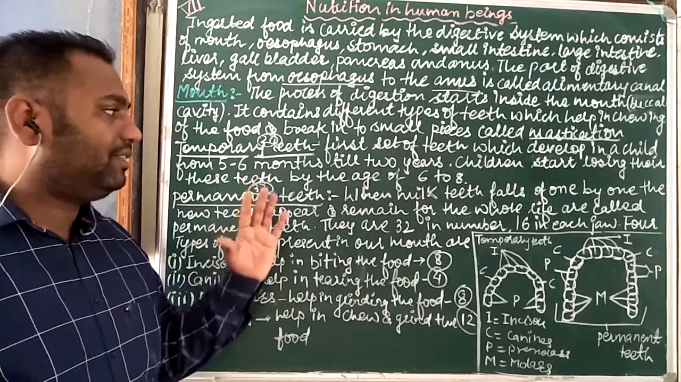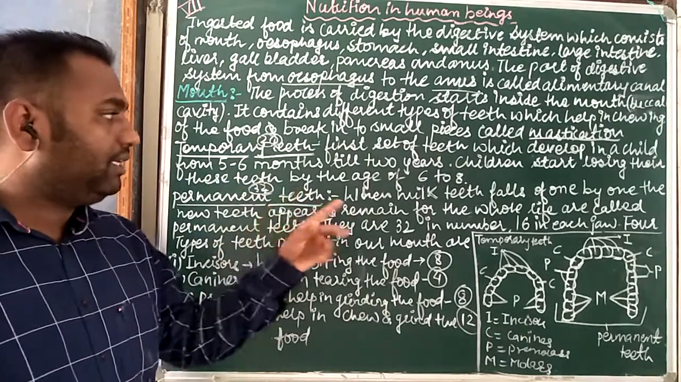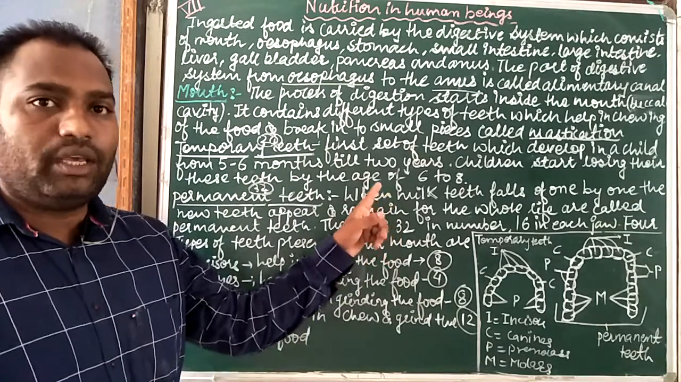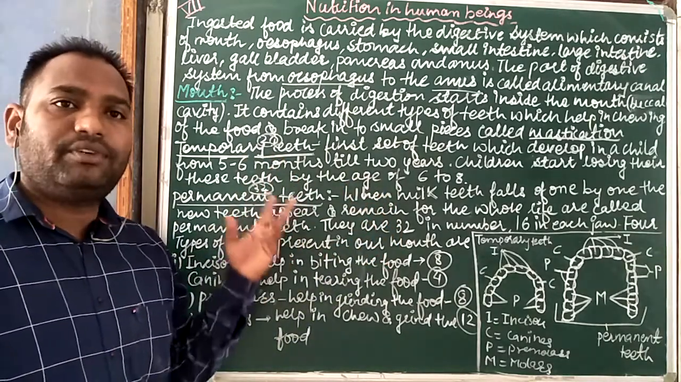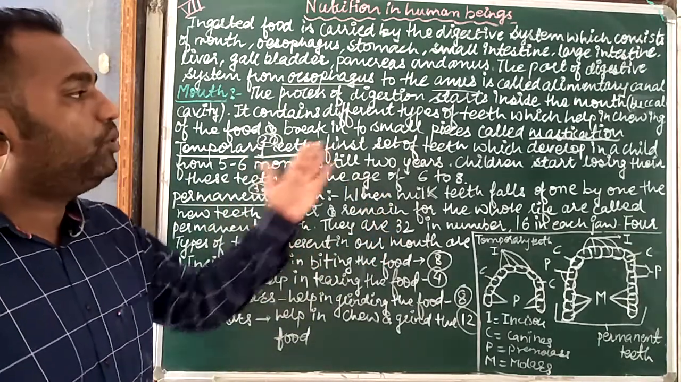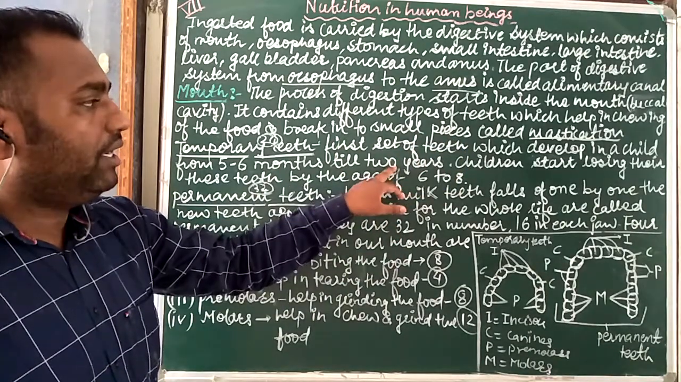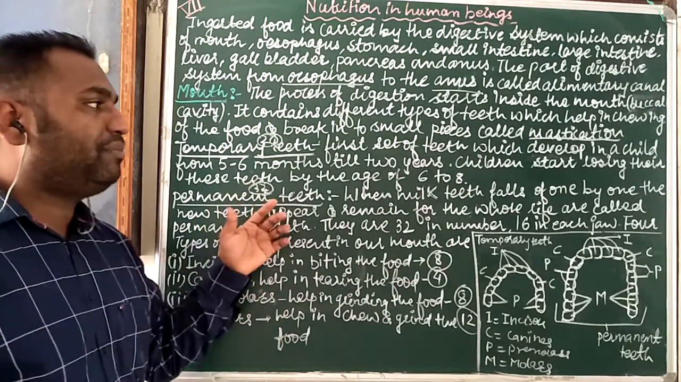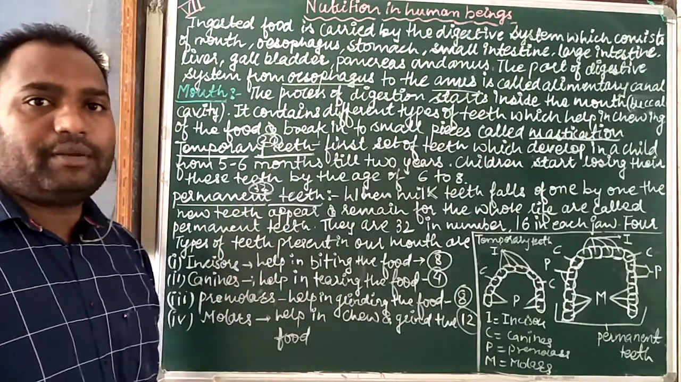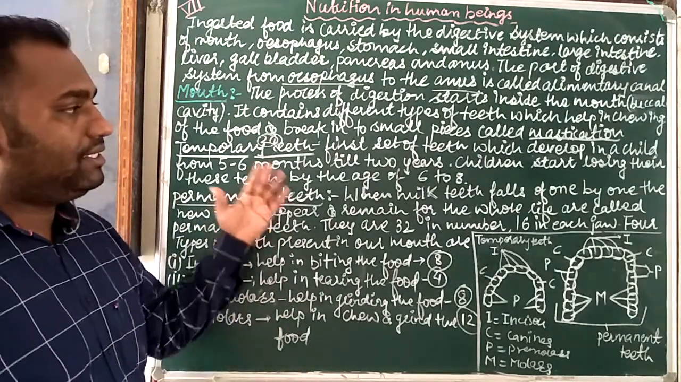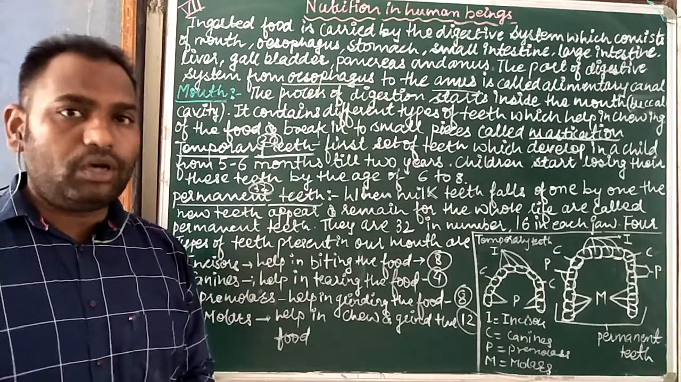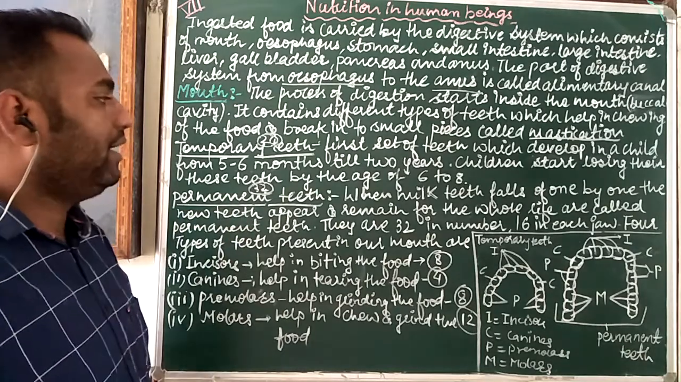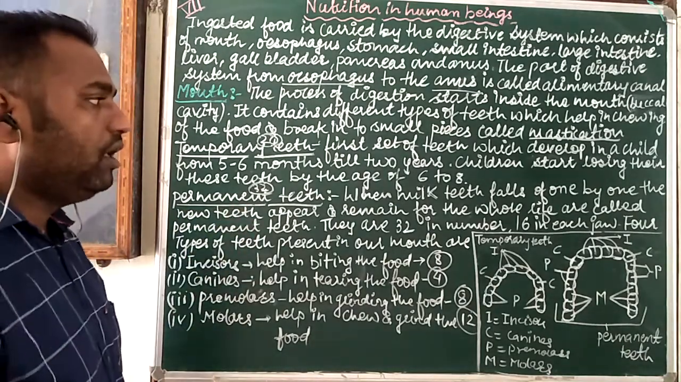What are temporary teeth? These are the teeth which start to be produced after 6 months to 2 years. First 2 teeth come, then 4 teeth, then up to 20 teeth in 2 years, and children start losing them by the age of 6 to 8. After that, the time comes for permanent teeth, which are 32 in number.